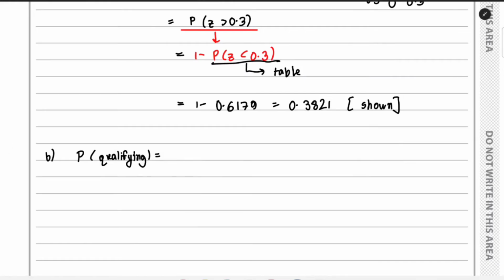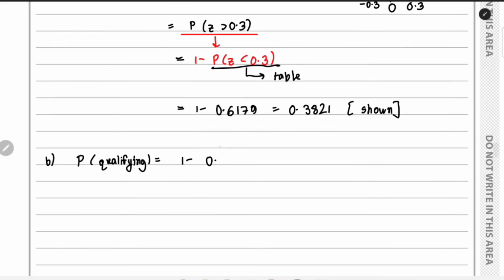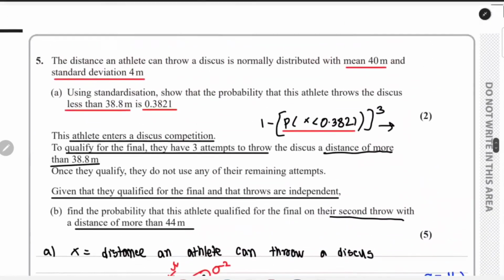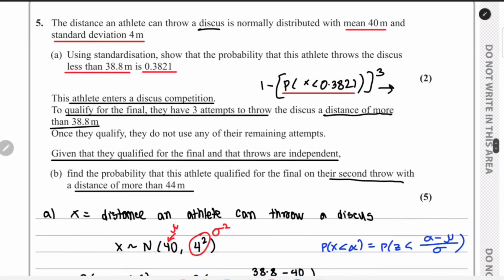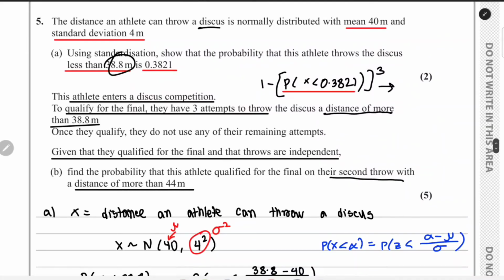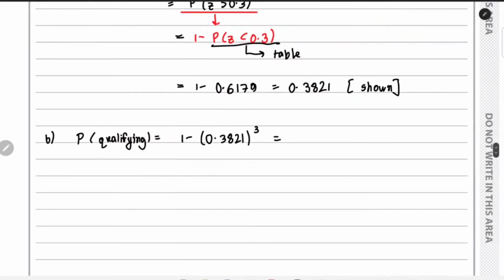So we'll get 1 minus 0.3821 cubed. So anything but throwing this discus less than 38.8 meters on all 3 of his attempts. Anything that's not this will ensure that the athlete is qualified. So this will be 0.9442.